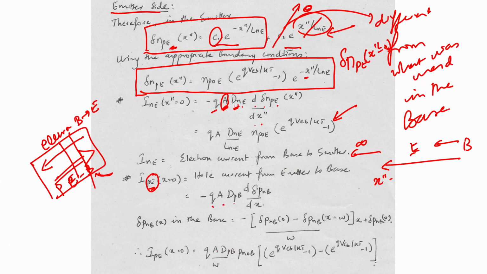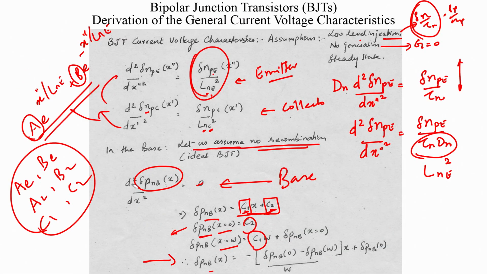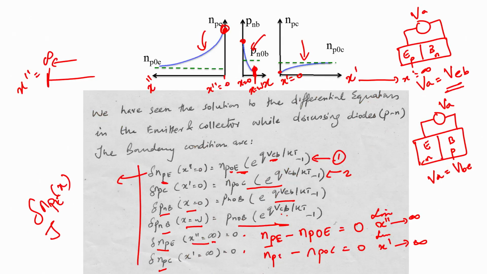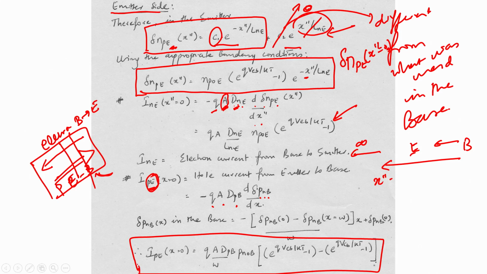So, that is nothing but q into A into Dpb into d delta NP in the n type base by dx. And we have already found that since there is no recombination in the base, our delta NPB had this particular form. If you recollect, when we solved the differential equation for the base, we said there is no recombination, and therefore, that was the solution. So, we are going to use that solution now. There is a 1 by W there, which probably is not visible on the screen. We find that the current due to the holes from the emitter is given by this particular expression.